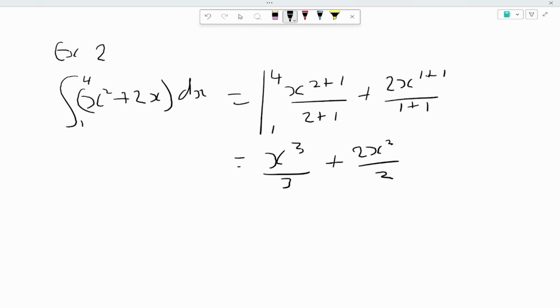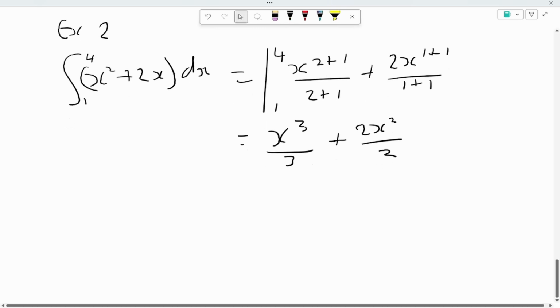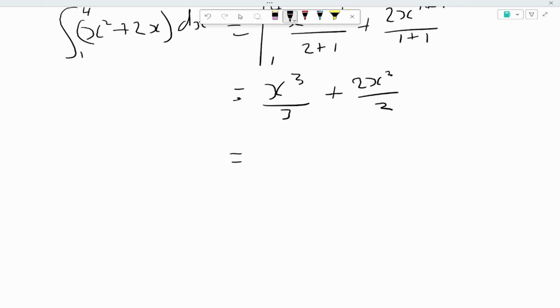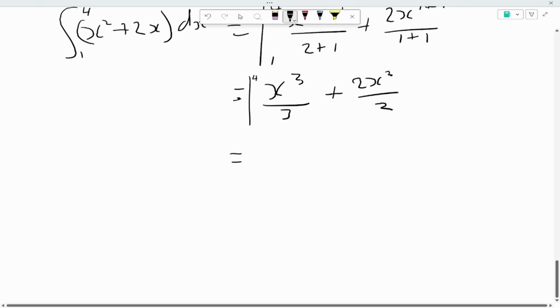You can decide to cancel out this, or you can decide to leave it. But for simplicity's sake, you can just leave it, just to make it a little bit simpler for you. Then what do you do with the limits? You introduce them to the integral value you got here. Introduce the upper limit on the one side and the lower limit on the other side. So what do you have? Let's use the big bracket as usual.